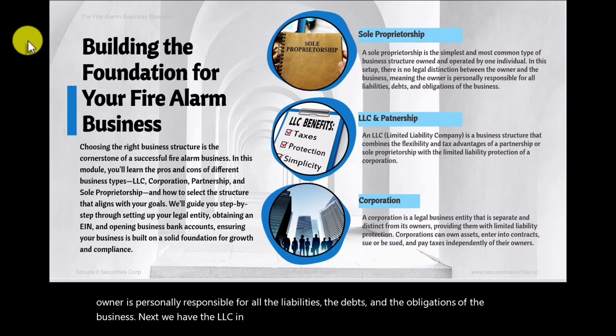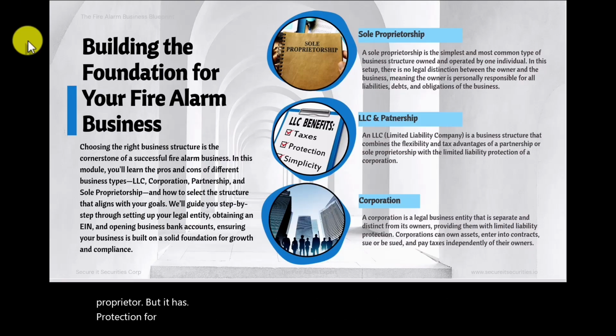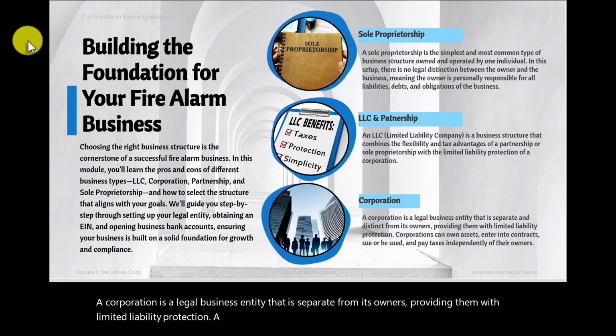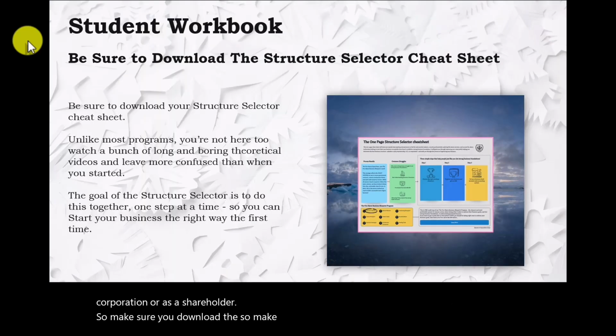Next, an LLC, which is a limited liability company, is a business structure that combines the flexibility and tax advantages of a partnership or a sole proprietor, but it has limited liability protection like a corporation. And next, a corporation is a legal business entity that is separate from its owners, providing them with limited liability protection. A corporation can own assets, enter contracts, and can be sued, and could either pay taxes as a corporation or as a shareholder. So make sure you download the Structure Selector cheat sheet.